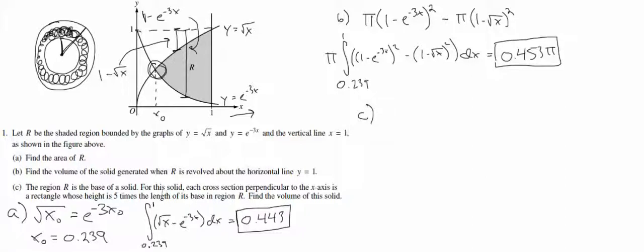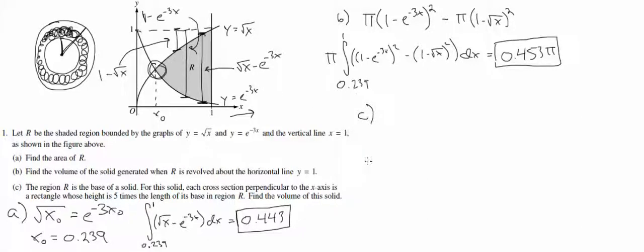Okay, finally part C asks us to find the volume of another solid. This time, the base of the solid is the region R, and the cross-sections perpendicular to the x-axis are rectangles whose height is 5 times the length of the base. Well, we know that the base is R, so we can easily find the length of the base by taking the difference of the two curves. So the length of the base is square root of x minus e to the negative 3x. The height is just 5 times the base, so the height is 5 times that.